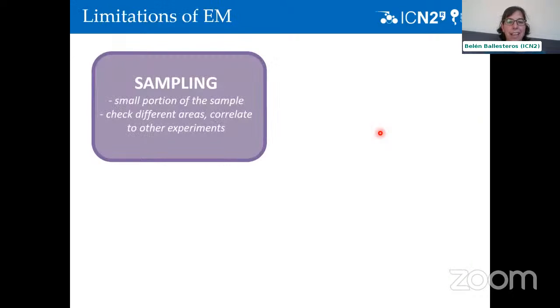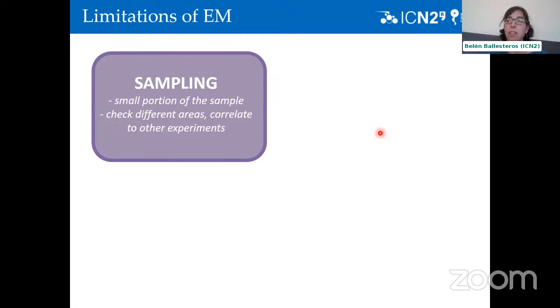So, well, I'm coming to the end. I was telling you about all the advantages of electron microscopy, all this information, which is so important to get from the different samples, but it also has some limitations. And I want you to have them in mind.